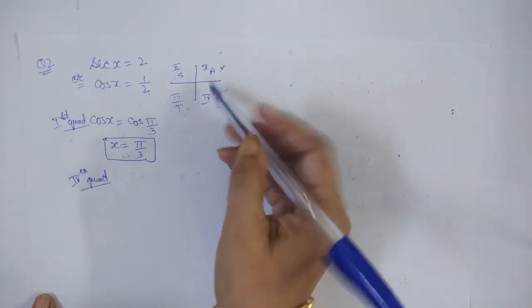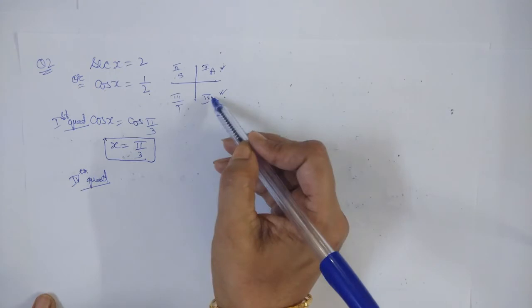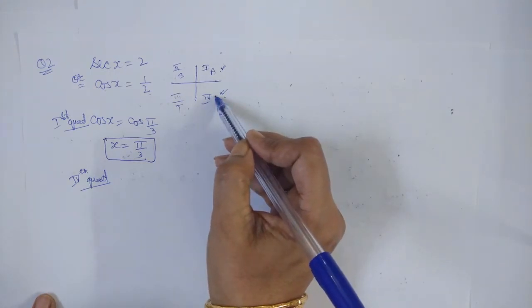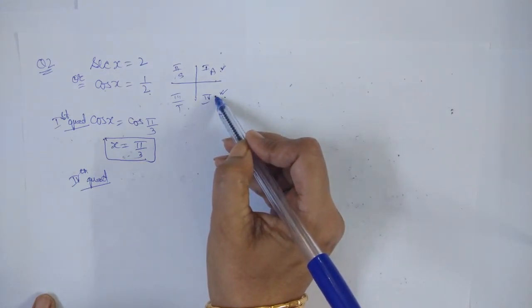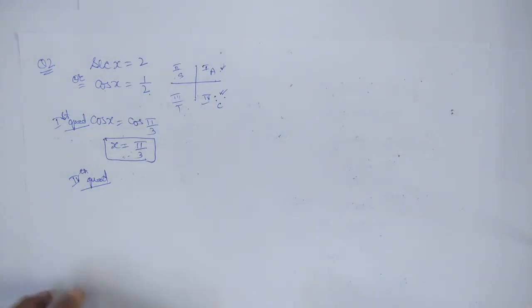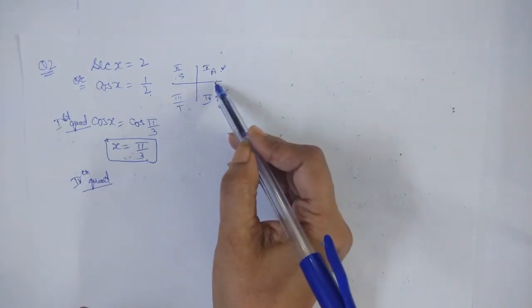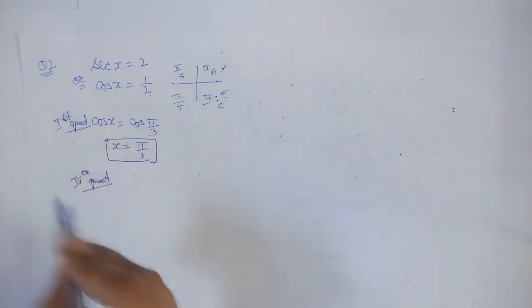Fourth quadrant, either we can take 360 minus theta or 270 plus theta. But we will not take 270 here because in 270 the trigonometric term will get changed. So what we will do? We will take 360 minus theta.